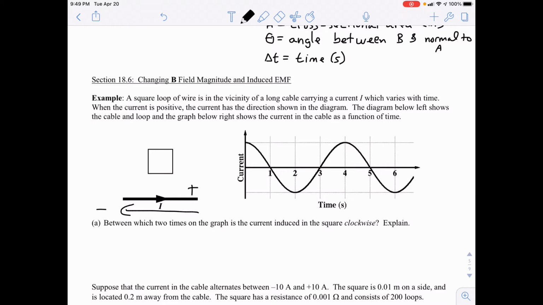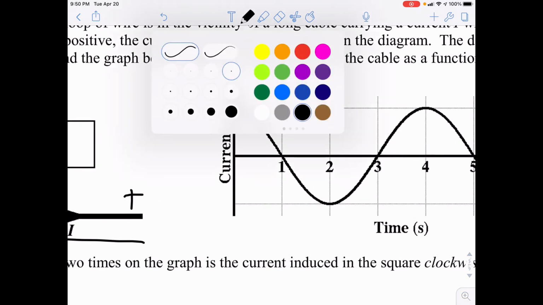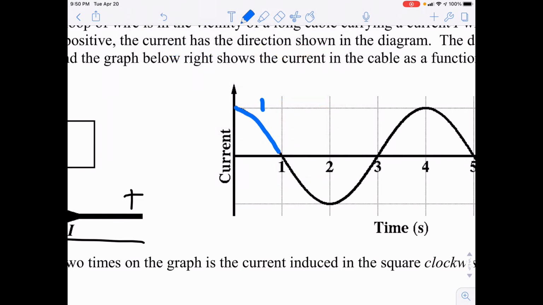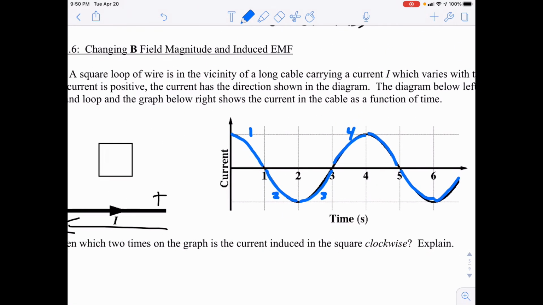So here's how we can figure this out. If we were to take a look at the time from 0 to 1 seconds, I'm going to break these down into various time intervals. Okay, there's time interval 1, there's time interval 2, time interval 3, time interval 4, time interval 5, 6, and 7. Okay, let's take a look at them one at a time.